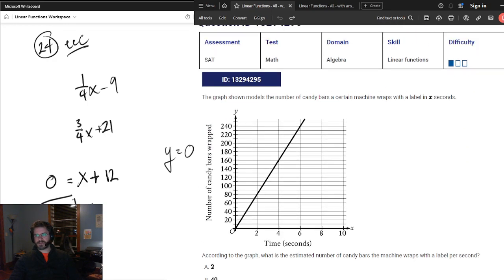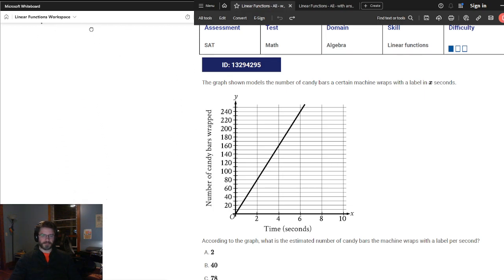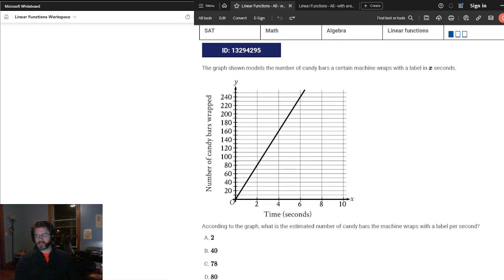All right, last question for this video. Doing okay on time. We're still about 15 minutes in, 16 minutes. We've got a graph again. Graph showing the number of candy bars in a certain machine wraps with label x seconds. So we have time on the x, number of bars on the y, estimated number of candy bars the machine wraps per second. That's again slope.